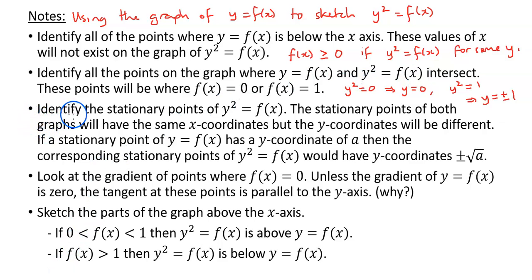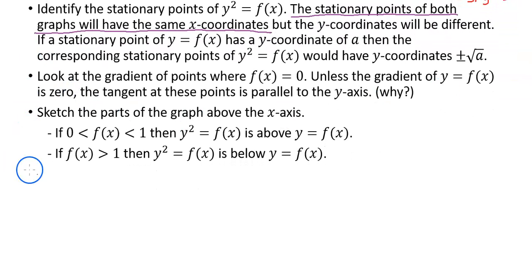Alright, next up. Identify the stationary points of y squared equals f of x. The stationary points of both graphs will have the same x-coordinates, but the y-coordinates will be different. If a stationary point of y equals f of x has a y-coordinate of a, then the corresponding stationary points of y squared equals f of x would have y-coordinates plus or minus the square root of a. Let's go ahead and prove the first part here. The stationary points of both graphs will have the same x-coordinates.